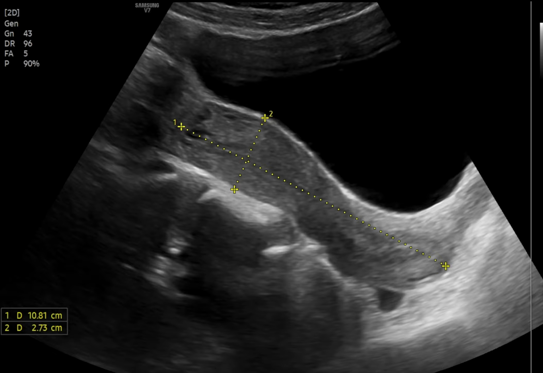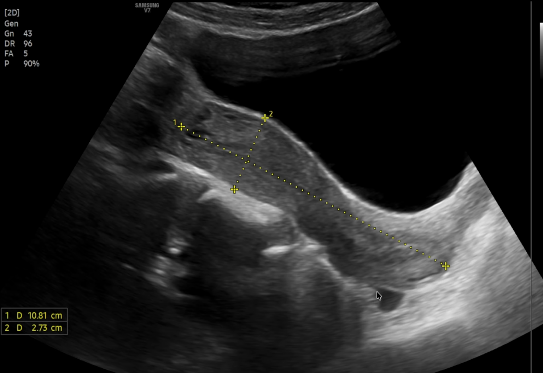Now I did the ultrasonography. This is actually the transabdominal image, and the uterus is quite lengthy. It is approximately 11 centimeter, 10.8 centimeter in the length and 2.7 centimeter in the AP diameter.